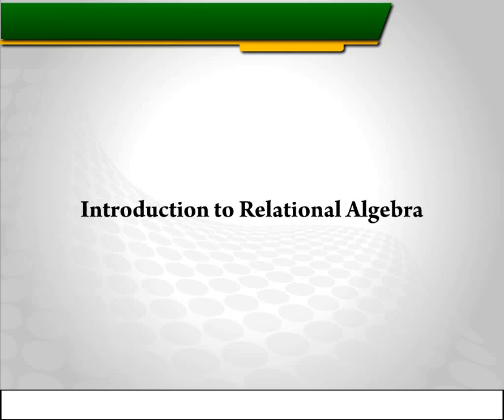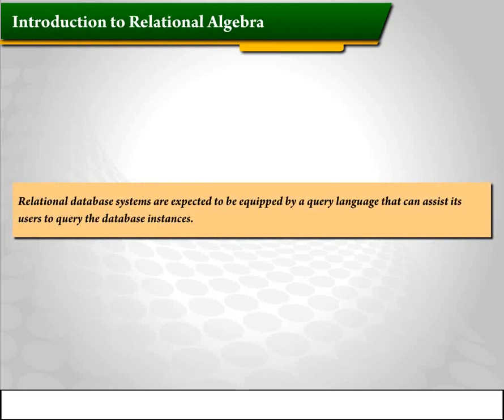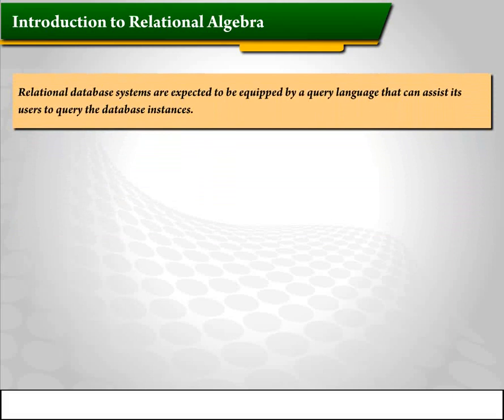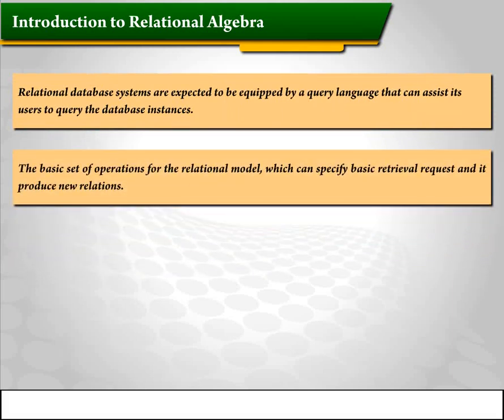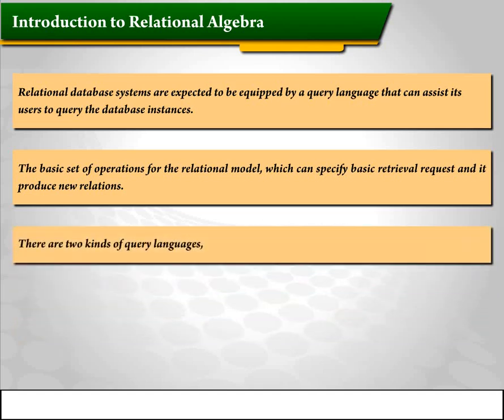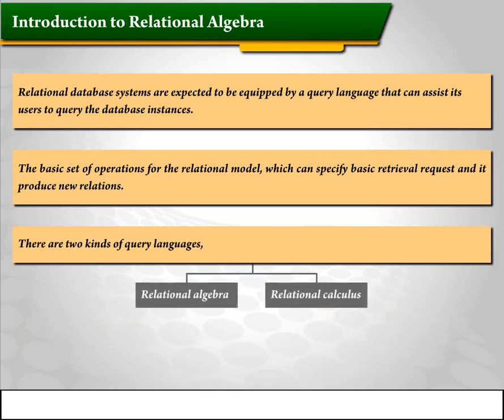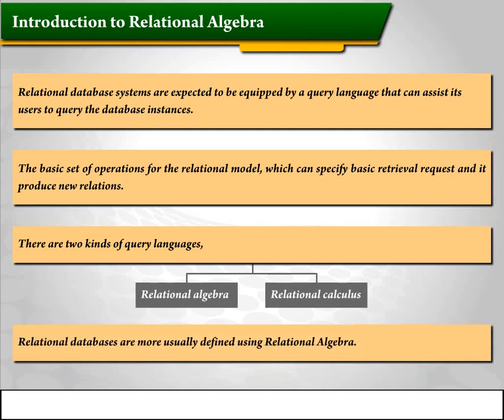Introduction to relational algebra. Relational database systems are expected to be equipped by a query language that can assist its users to query the database instances. The basic set of operations for the relational model can specify basic retrieval requests and produce new relations. There are two kinds of query languages, relational algebra and relational calculus. Relational databases are more usually defined using relational algebra.